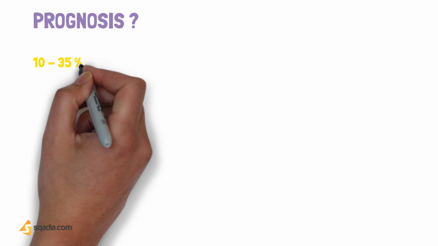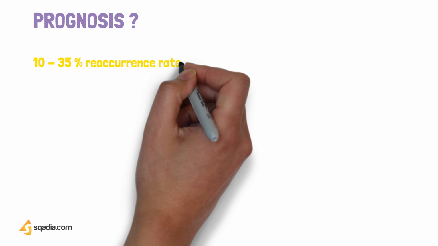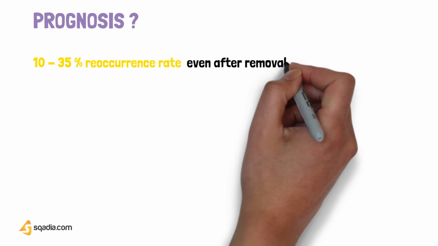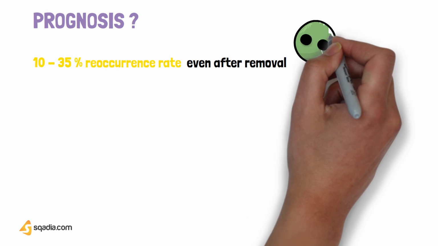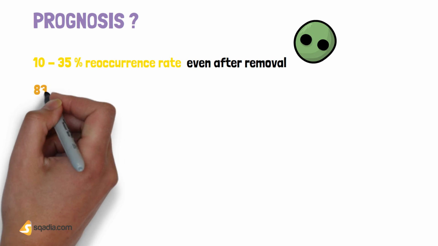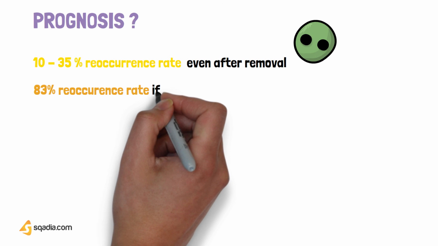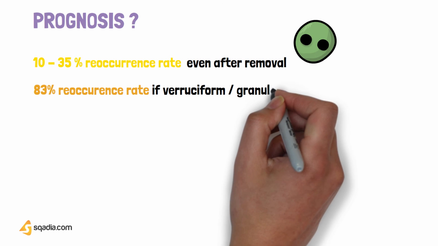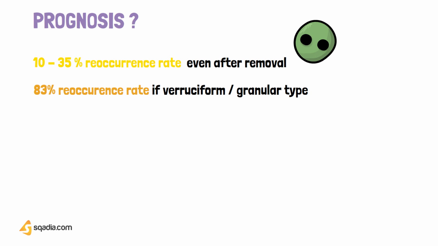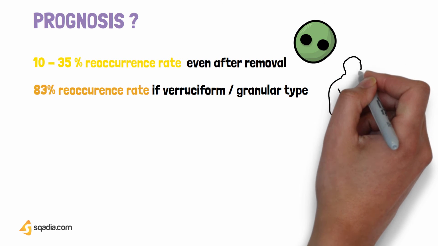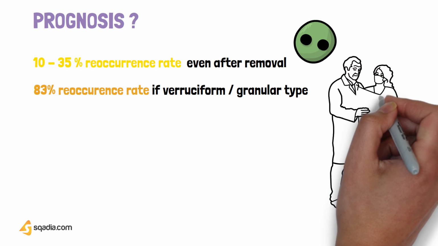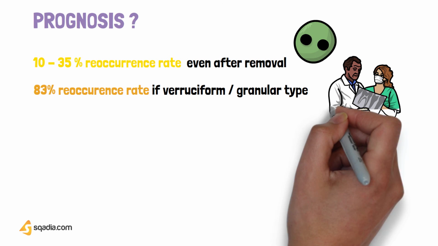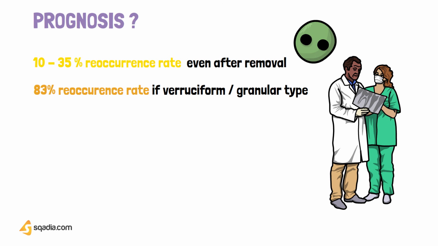So, even after complete removal of the lesion, there is a 10 to 35% chance that the lesion may reoccur because the cells may spread to the surrounding areas and cause the lesion to reoccur. There is an 83% reoccurrence rate for verruciform or granular type. So it is very important that we advise the patient to keep a follow-up appointment with their dentist and get it checked every 6 months to monitor any change.